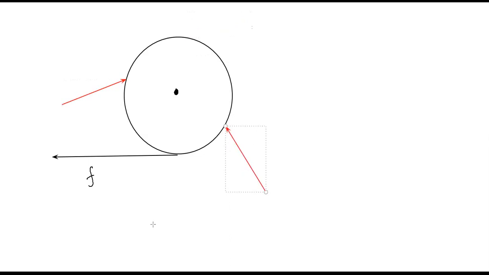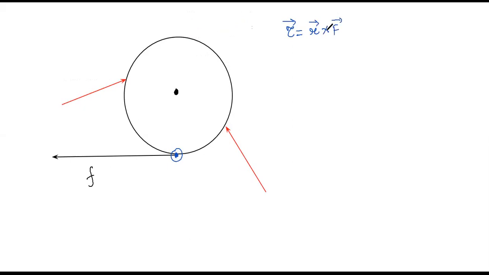Now I want to find out the torque about the point of contact. That is about this point. I want to find out torque. How will you find it out? Atul, tell me the formula. Tau is equal to R cross force.